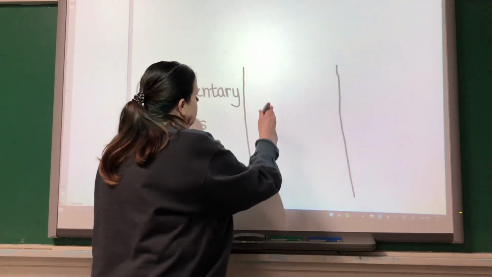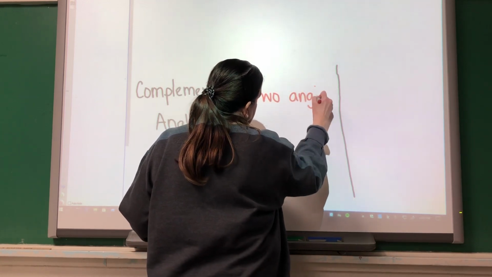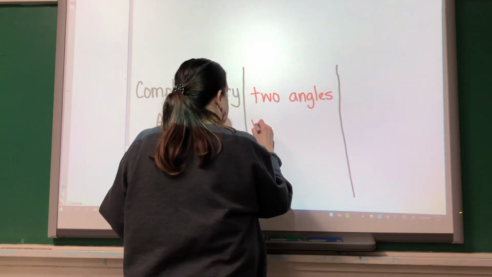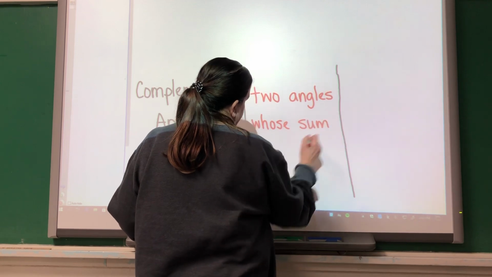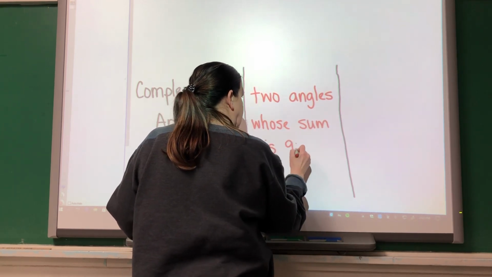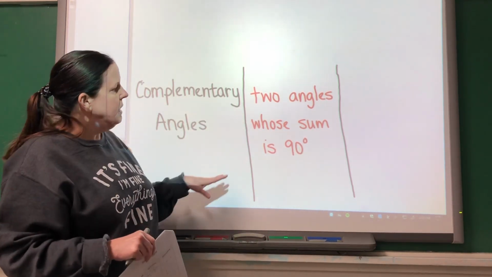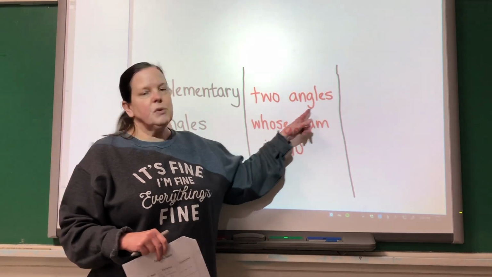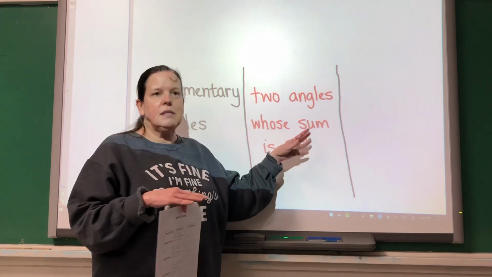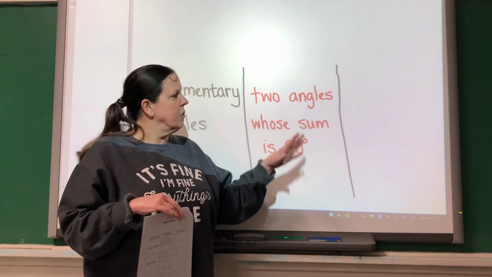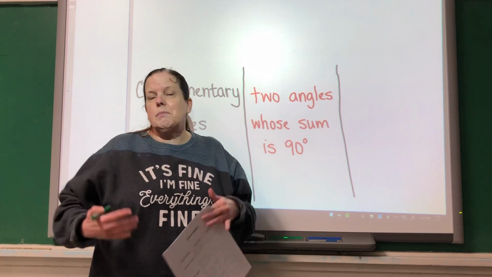So our definition: 2 angles whose sum is 90 degrees. So again, remember sum means adding, that when you add 2 numbers together, you get a sum. Okay, so we're going to add the 2 numbers together of our 2 angles and it will equal 90 degrees. And we should remember that 90 degrees makes a right angle.